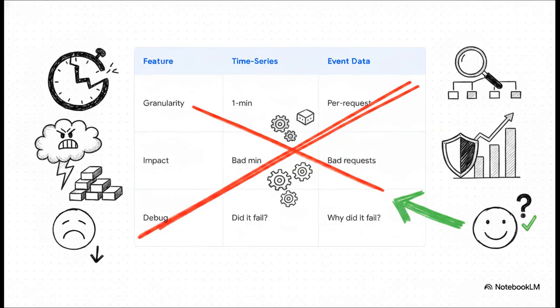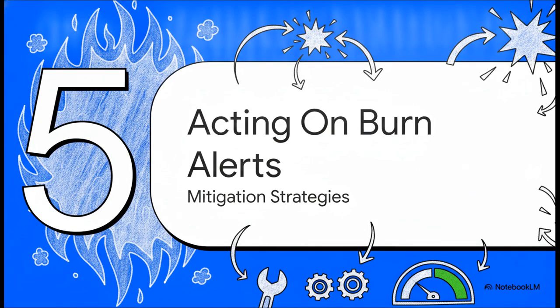When you look at the two architectures side by side, it's pretty clear. Time series data destroys stringent error budgets through coarse aggregation. Structured event data, on the other hand, gives you the exact request-level granularity needed to safely and accurately measure failure. With event data, if 94% of requests succeed, you only subtract the 6% that actually failed from your budget. The healthy traffic is properly preserved. Plus, when an alert fires, time series data only tells you that the system failed at a specific timestamp. Event data actually contains the rich, structured context to tell you exactly who was impacted, what failed, and why it failed. Which leads us to our final section, Section 5, Acting on Burn Alerts.